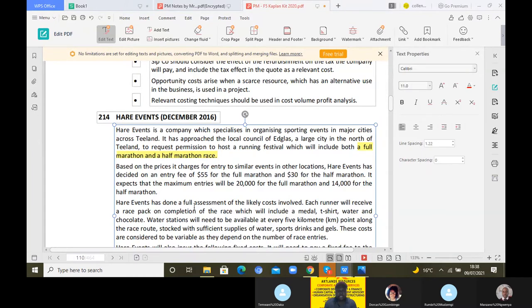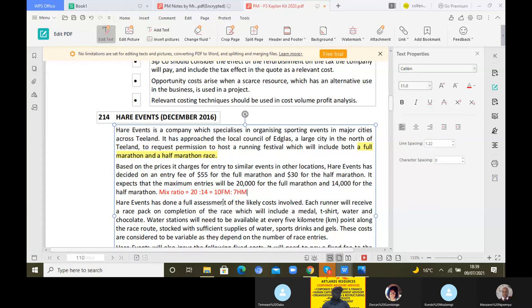They are saying they're expecting that maximum entries will be 20,000 for the full marathon and 14,000 for the half marathon. So this means the mix ratio equals 20 to 14. You can shorten it to 10 as to 7. So it's 10 full marathon as to 7 half marathon.